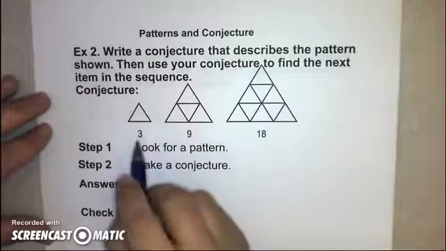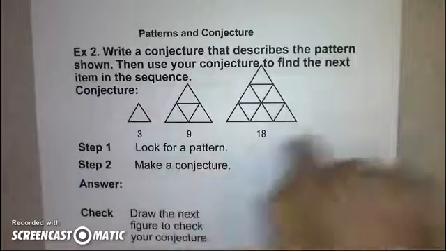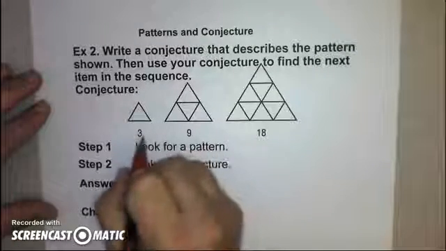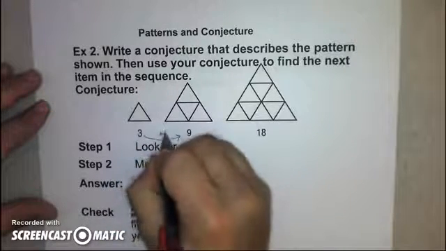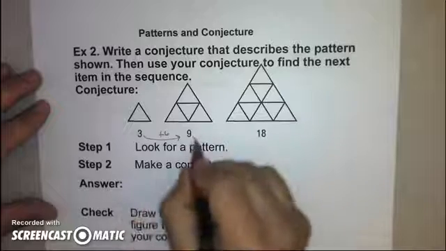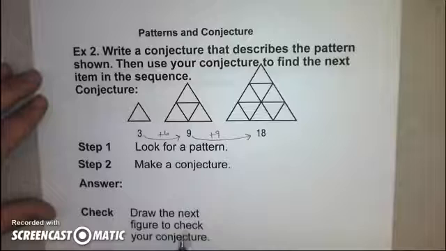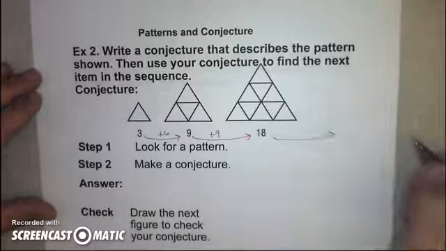And so you'll notice we go from 3 to 9 to 18. So as we are looking for a pattern, to go from 3 to 9, we are going to add 6. From 9 to 18, we add 9. And so we can use that to help figure out what we are going to add to get to the next figure.